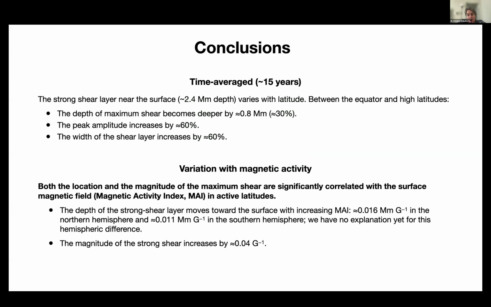And for the variation with magnetic activity, we show that both the location and the magnitude of the maximum shear are significantly correlated with the surface magnetic field in the active latitudes. The depth of the strong shear moves towards the surface with increasing magnetic field, and there is this difference between north and south that I don't have an explanation for yet. And also the magnitude of the strong shear increases with MAI. As MAI gets stronger, the magnetic field gets stronger, the shear gets stronger as well. Okay, so that's it. Thank you.